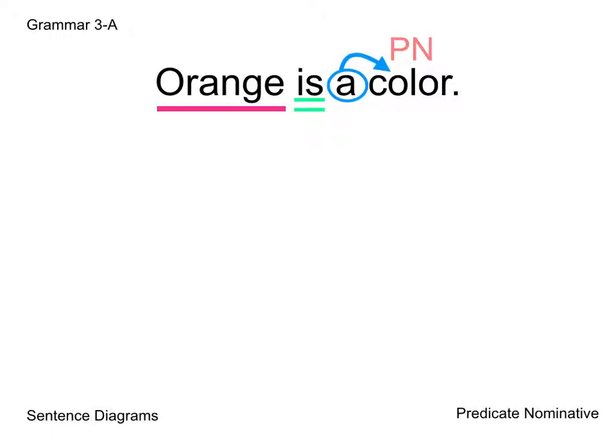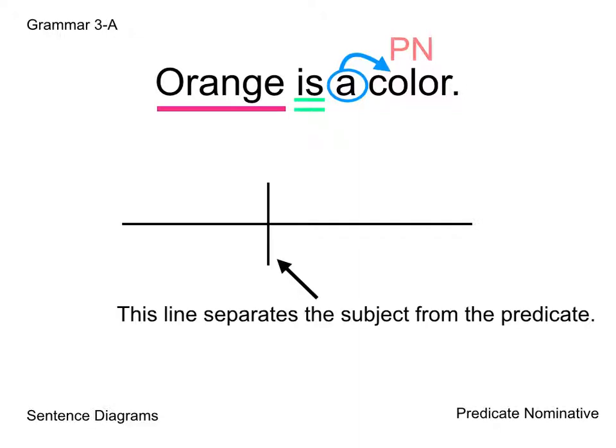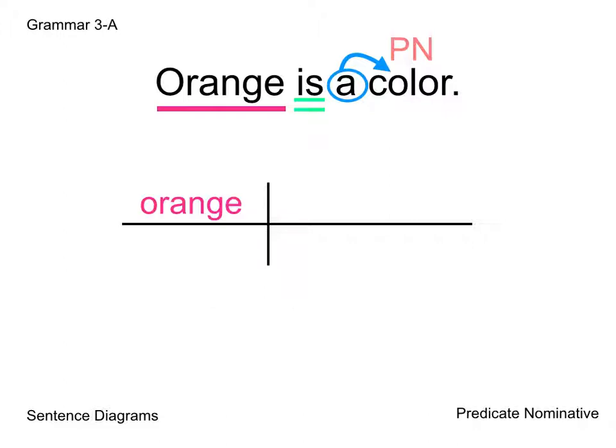So now that we've got this all situated, we can start diagramming. In this booklet, you will be given all of the lines you need to diagram the sentence, but in this video, I'm just going to go ahead and build up the diagram. So we're going to start with our baseline, and then we're going to have our line that bisects that baseline so that we are separating it into the subject and the predicate. It's very important to have that full line going through. So now let's go ahead and put our subject where it should go. So orange is our subject, and then let's go ahead and write our verb, which is. So now we have to place a and color.